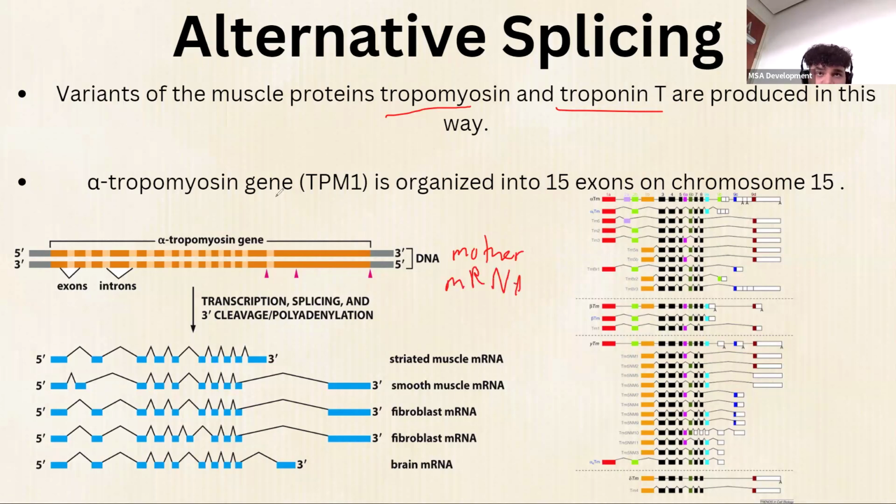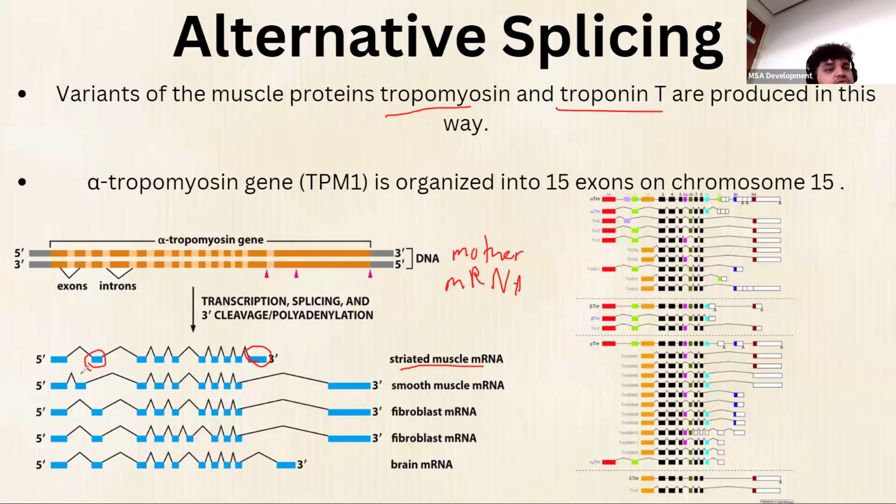Alpha tropomyosin gene is organized into 15 exons on chromosome 15. So I have 15 exons in the alpha tropomyosin gene, TPM1. Let's say at first I decided to splice it like this. I will get striated muscle mRNA.